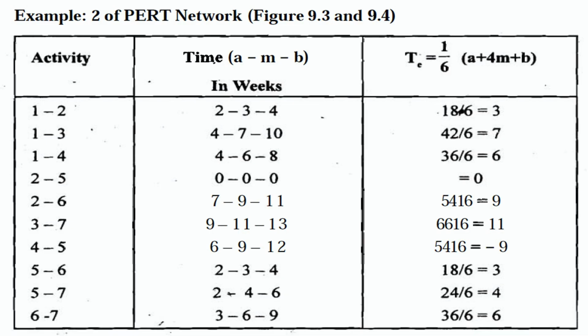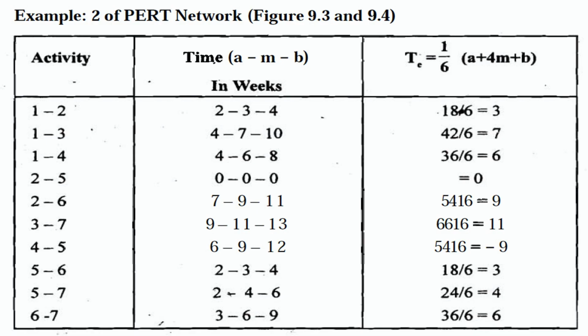Likewise, the estimated times for all the various activities are calculated. Please notice activity 2 to 5, which happens to be a dummy activity, so obviously it will have 0 time of completion, right? And there are other activities: 1 to 2, 2 to 6. For each one of these activities the time has been estimated, which varies from 3 to 11. In fact, we can call it 0 to 11, but technically that is a dummy activity.